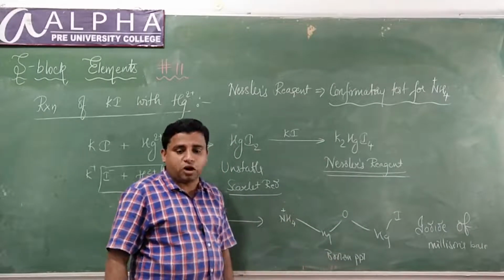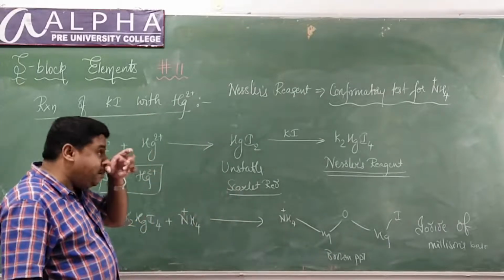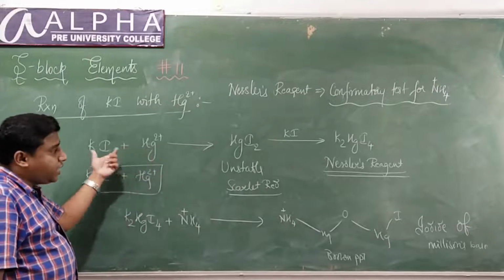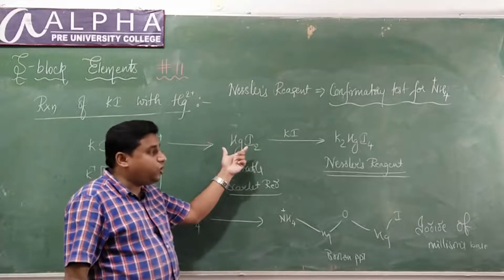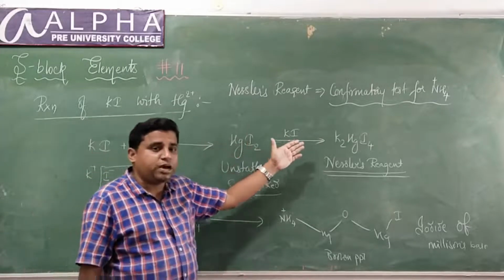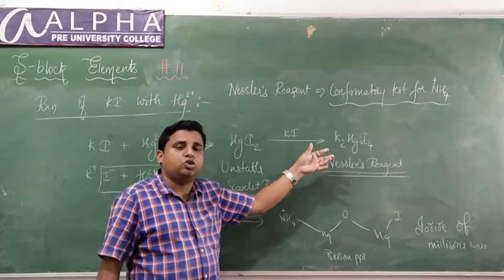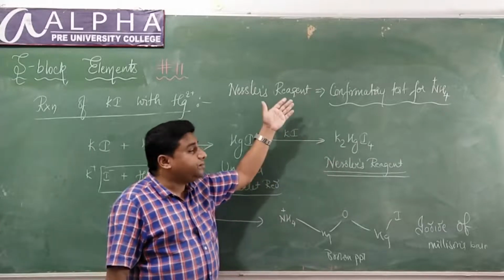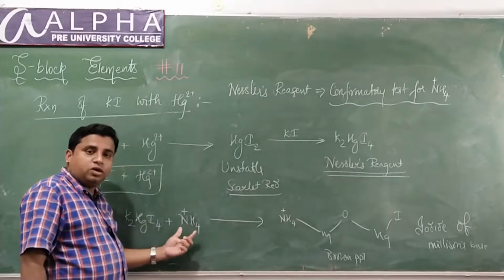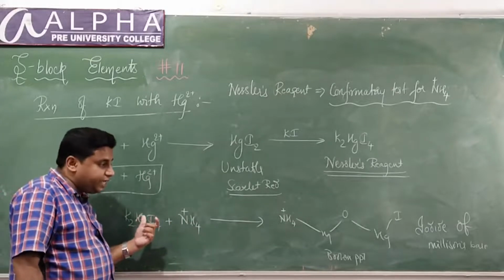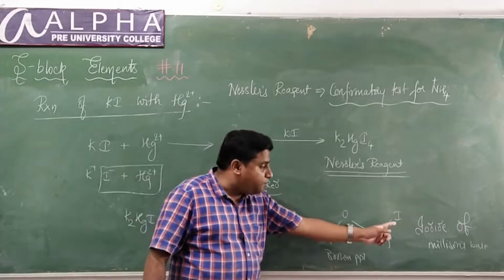So students, I hope you have understood. What happens when potassium iodide reacts with mercuric ion? It forms a scarlet red and unstable compound called mercuric iodide, which further reacts with potassium iodide to give Nessler's reagent, one of the most important compounds in salt analysis, used for the confirmatory test for ammonium. To an aqueous solution of an ammonium salt, if you add Nessler's reagent, you will get a brown precipitate. What is that brown precipitate? It is nothing but iodide of Millon's base.